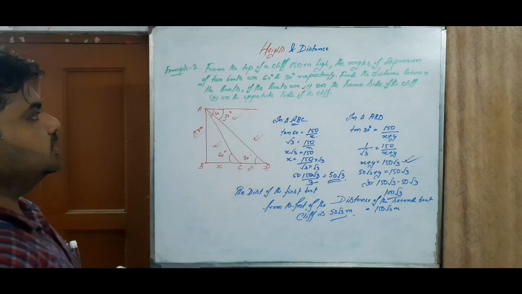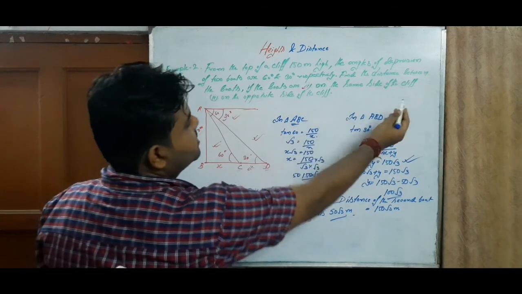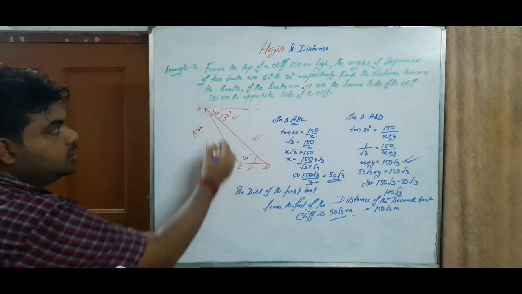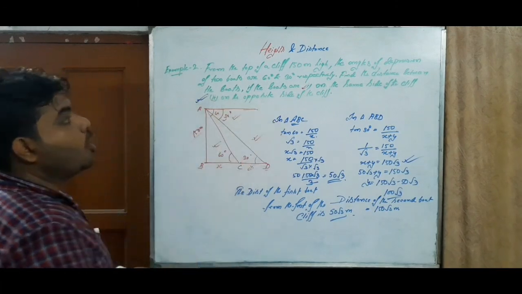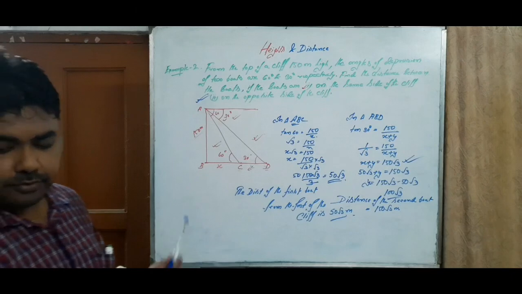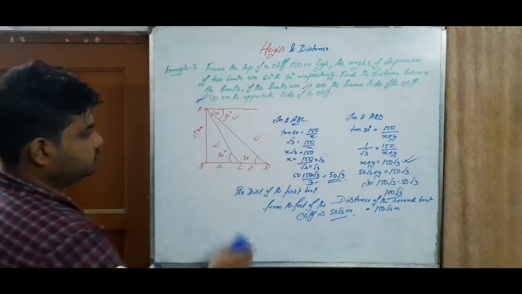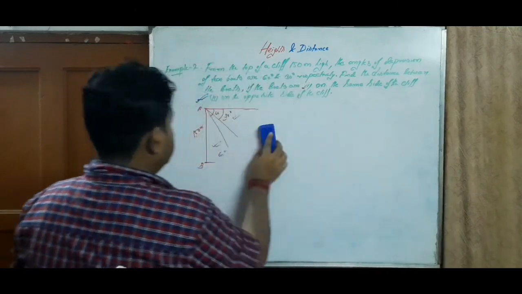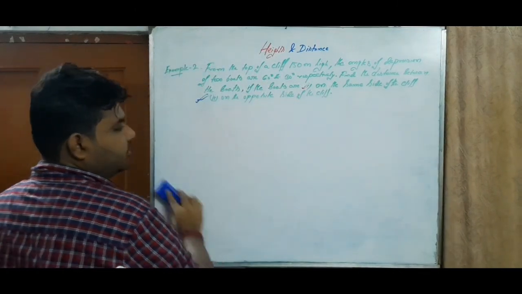Okay, this is the first one, that is on the same side of the cliff. You may note it down. Now I will solve the second one, that is on the opposite side of the cliff. So the diagram will be different from this.